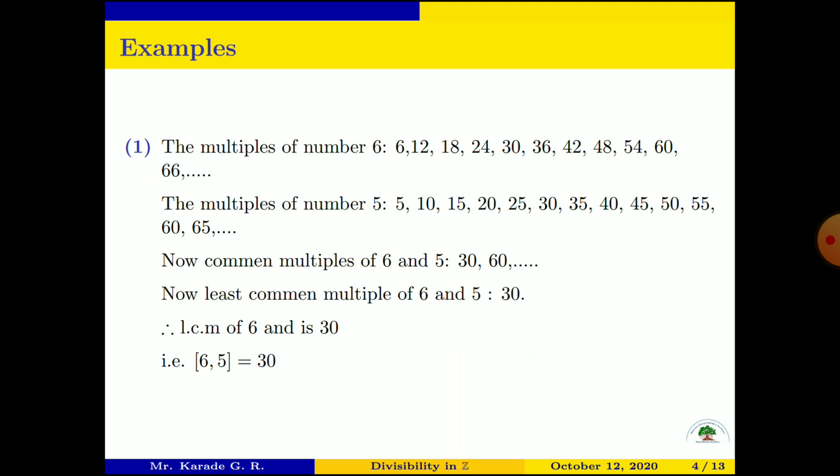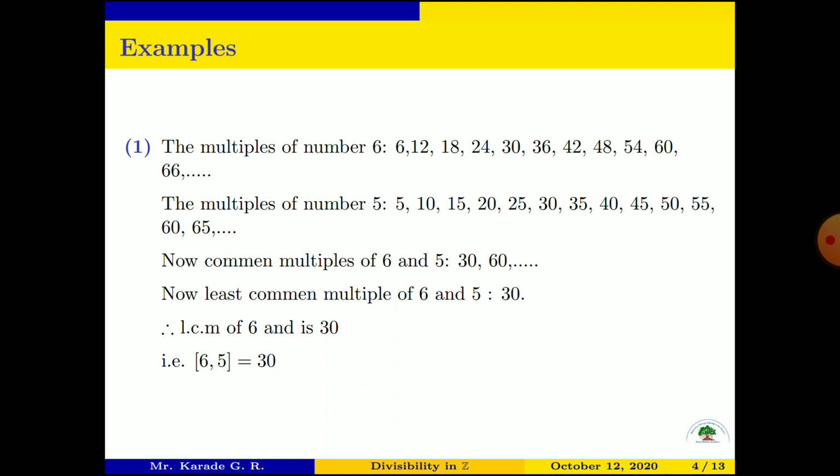First of all we find the multiples of number 6. We have written here some multiples, not all, of number 6: 6, 12, 18, 24, 30, 36, 42, 48, 54, 60, 66, and so on. We cannot write all multiples, because the list of multiples of 6 is infinite. Similarly we write the multiples of number 5: 5, 10, 15, 20, 25, 30, 35, 40, 45, 50, 55, 60, 65, and so on.